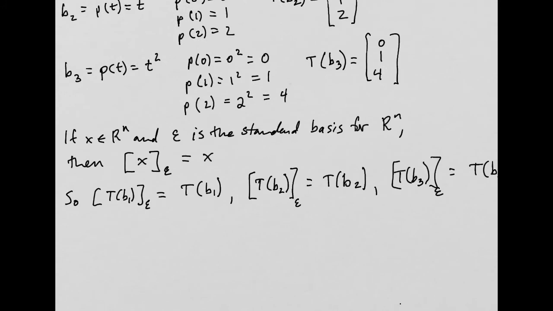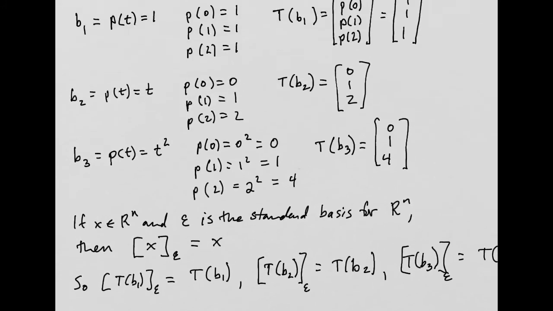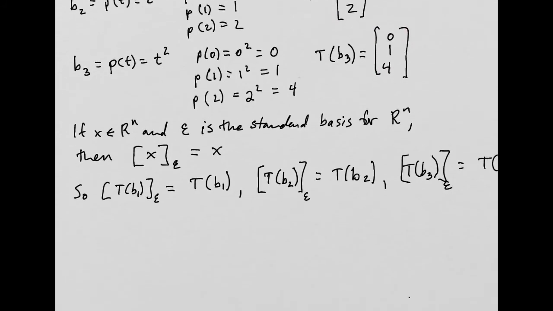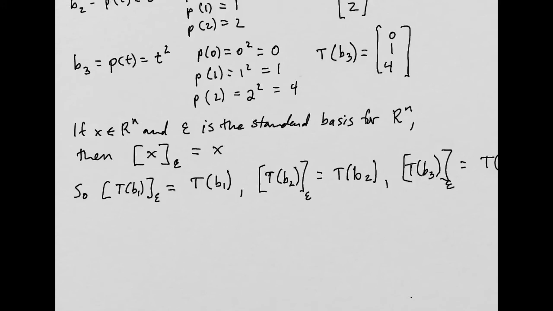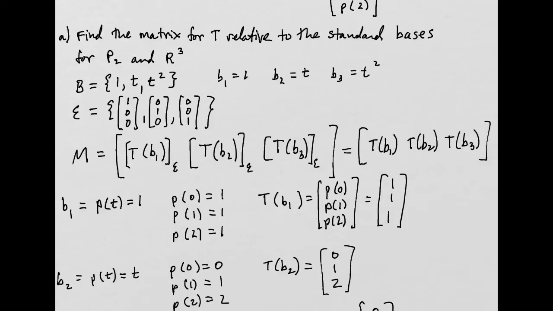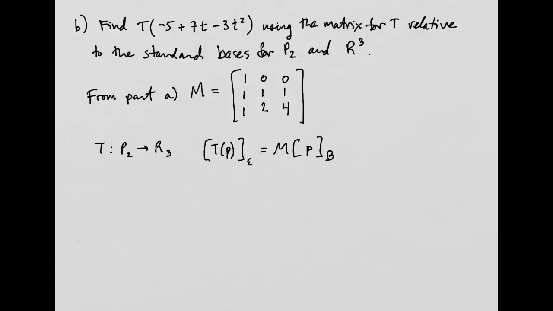Okay, so finally then, we can just take these vectors that we found and put them into the columns of M. And that is the matrix for T relative to the standard bases for P2 and R3. Okay, now let's do part B.